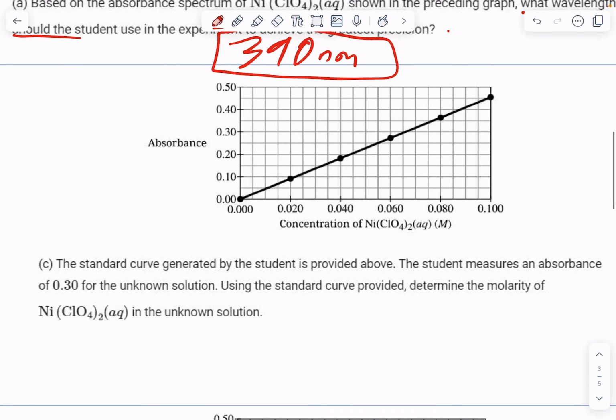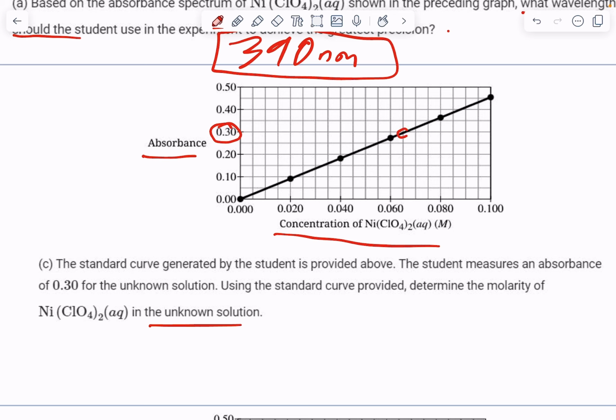On this one, we've got another absorbance graph. This time, though, it's absorbance versus concentration, not absorbance versus wavelength. The standard curve generated by the student is provided above. The student measures an absorbance of 0.3 for an unknown solution. Using the standard curve provided, determine the molarity of the nickel perchlorate in the unknown solution. So this student took the unknown sample, put it through their spectrophotometer, and got an absorbance of 0.3. These graphs are really nice. All you have to find is where that intersecting line is.